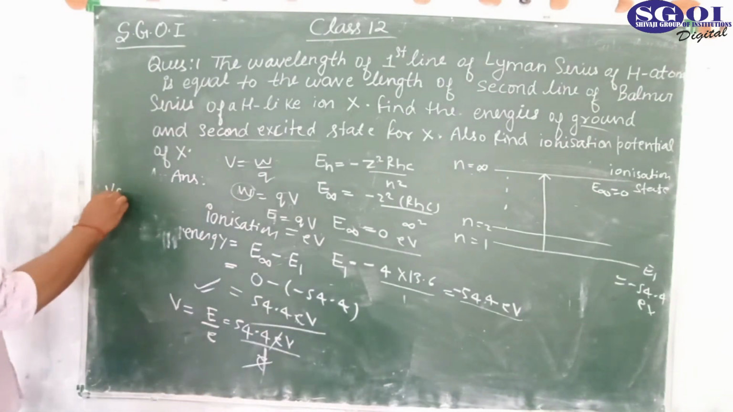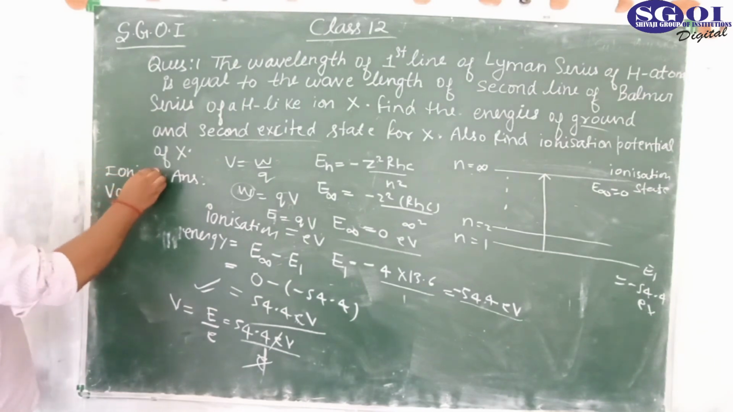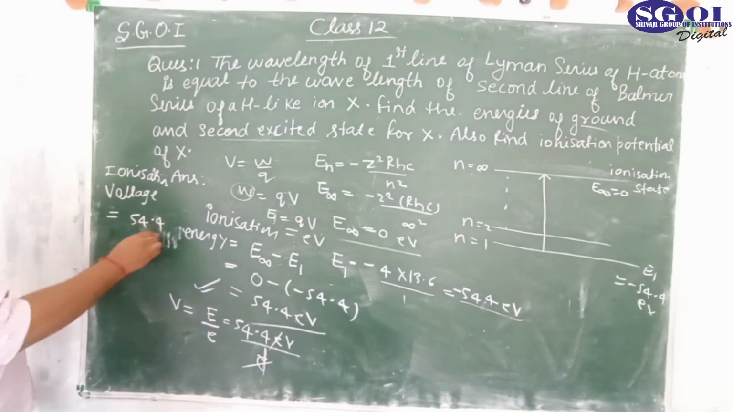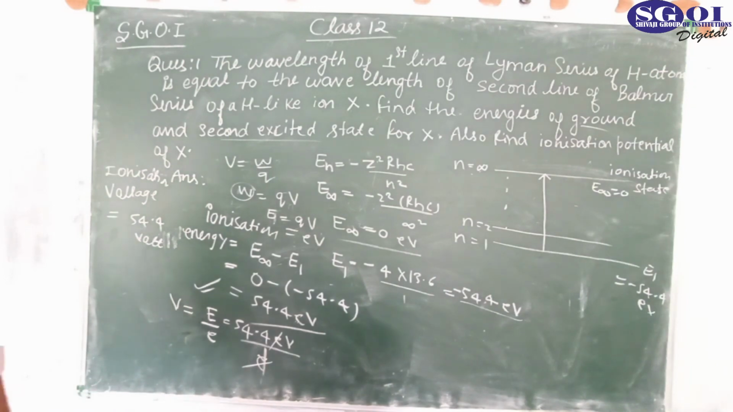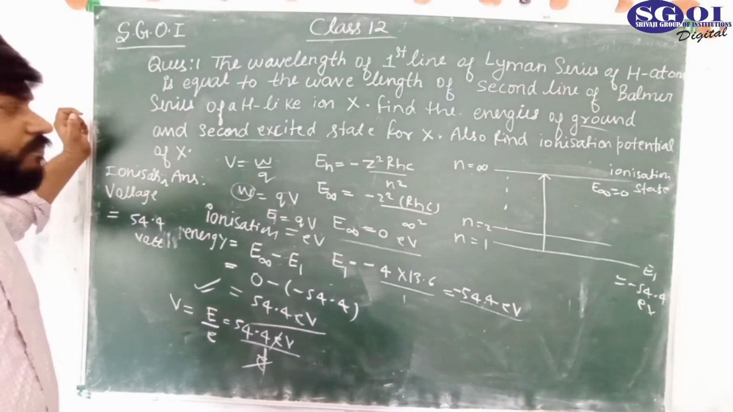So finally our answer for the ionization potential, the ionization voltage, is 54.4 volt. So I think you have cleared all this numerical problem. Thank you.